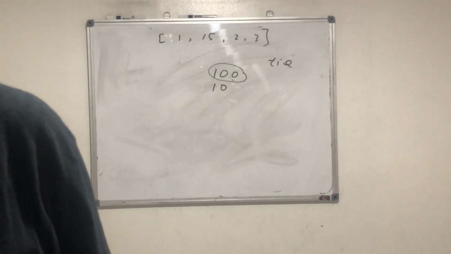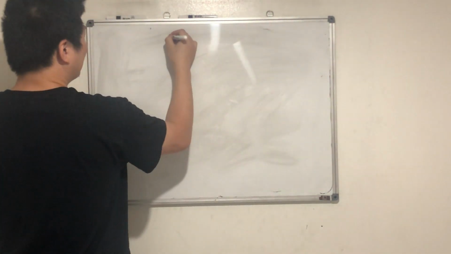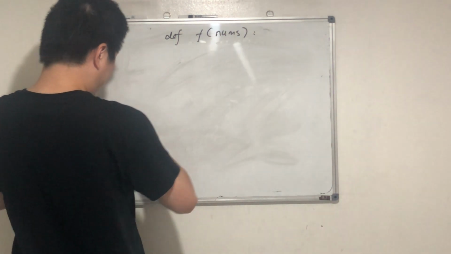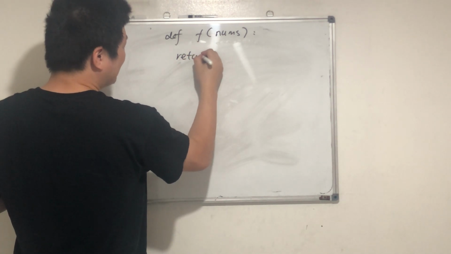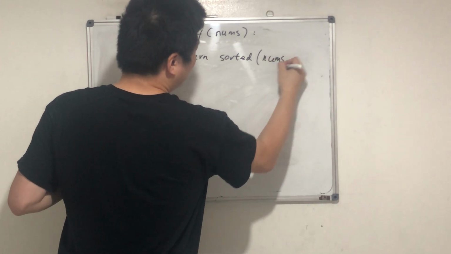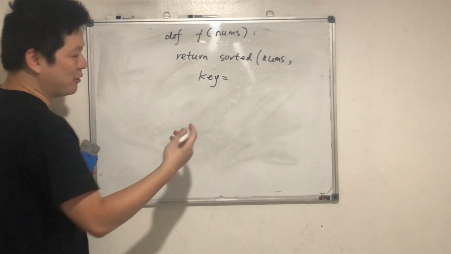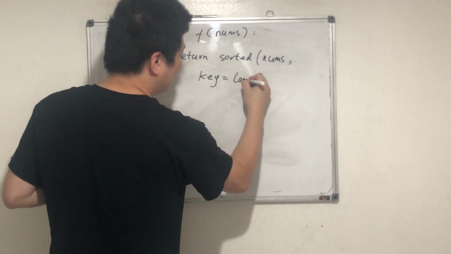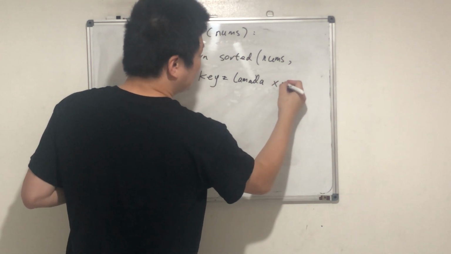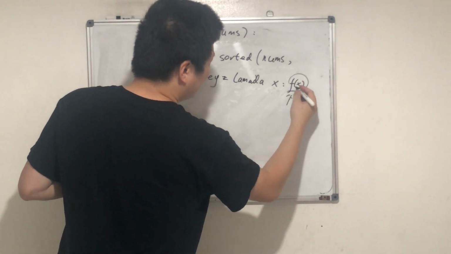So we already know the sort function. We just have to provide a key. Define, let's say, f of nums. We just need to do this: return sorted nums. Usually we do this, and we can provide a key. We want to sort it by the key, which is what? We can sort with lambda x, f of x or g of x. This is the Hamming weight, f of x.